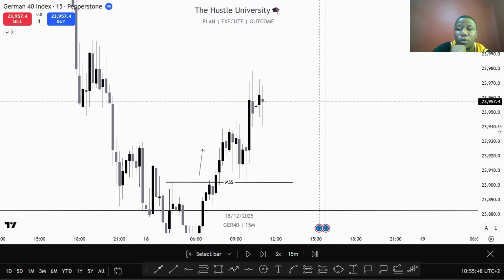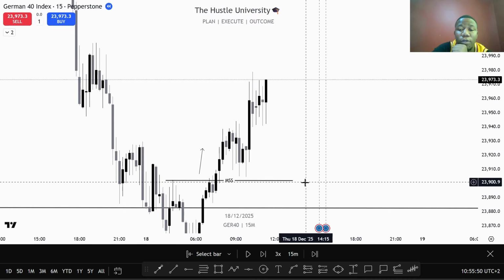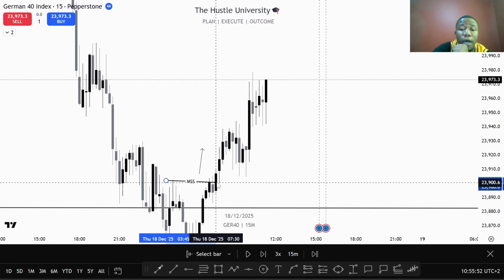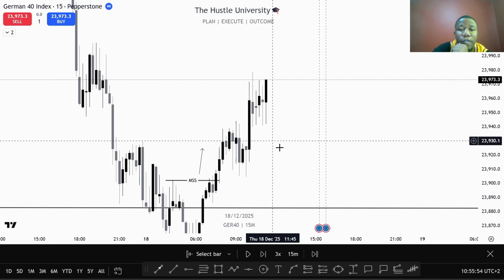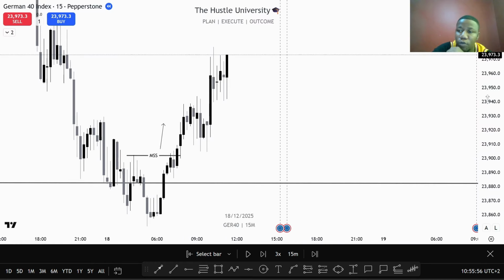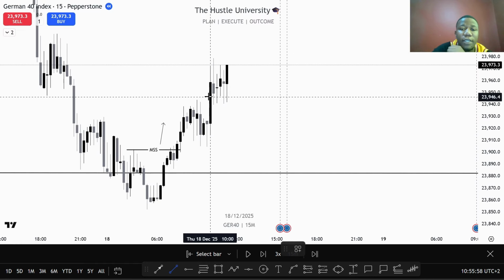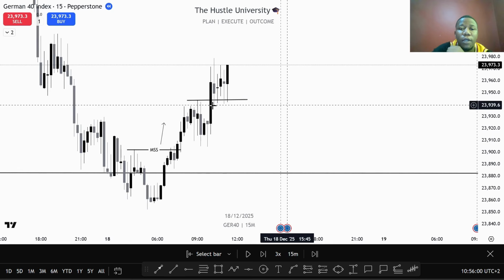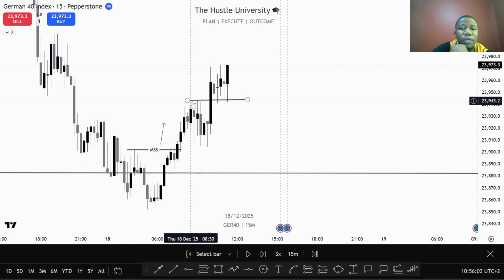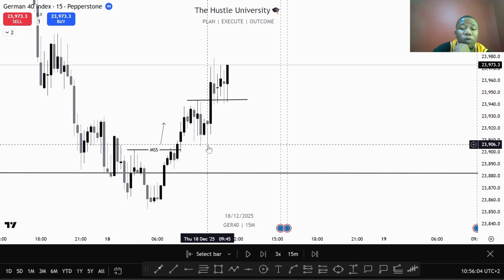And then price also makes another break. Now it's no longer a shift in market structure. Now we have a break of structure. So we missed the first one actually, and then we ended up getting the second one. This one was the second one. So price now is making higher highs and higher lows, as you can see.